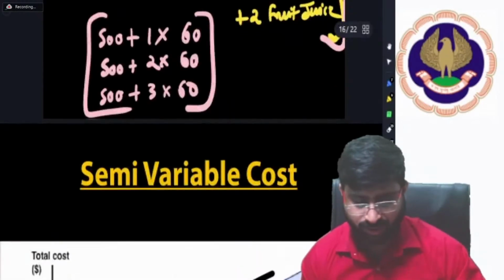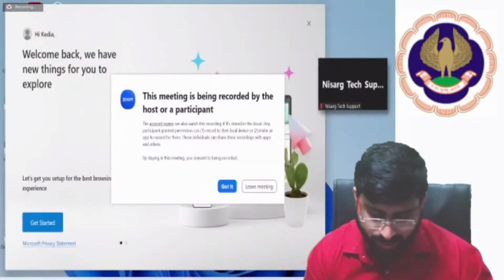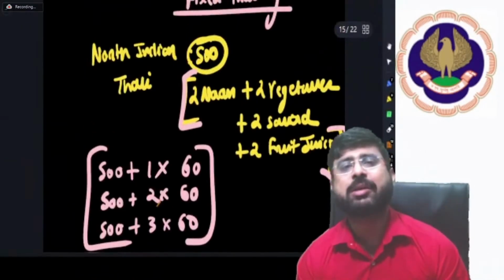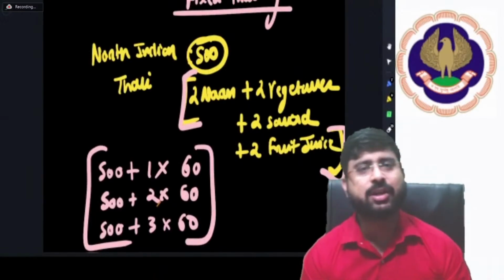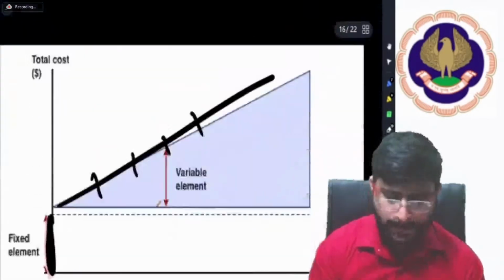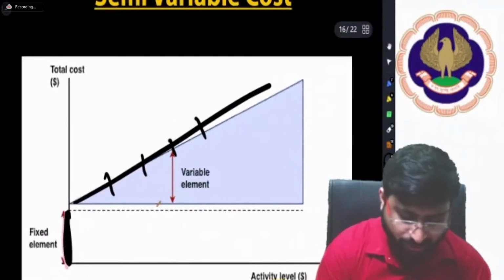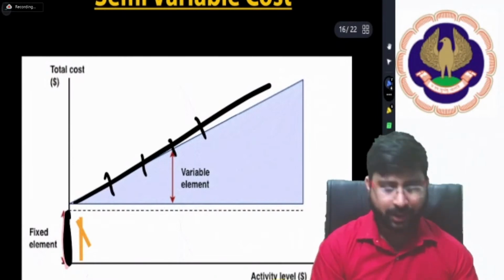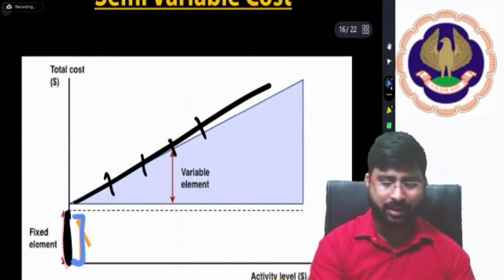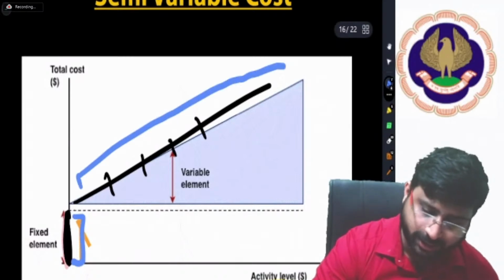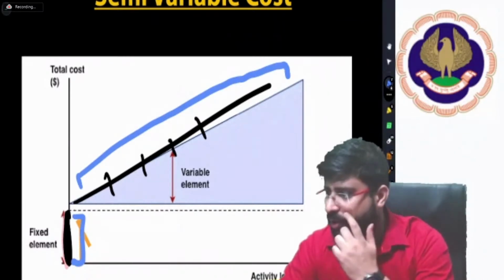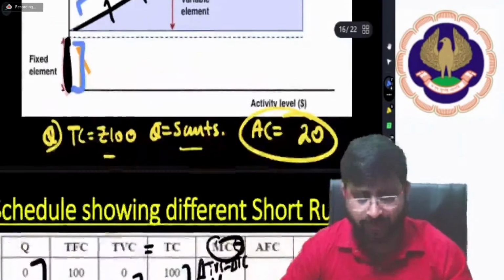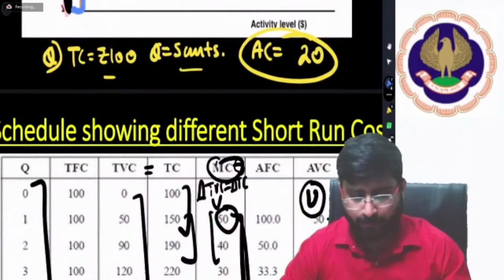All right, now let's go about this. Here it is, the shape of semi-variable cost. Here is the graph for it. This is the fixed element. It is in the institute's material, and we have taken it from there only. This is the fixed element, and this is the variable component. Yes, that's semi-variable cost.